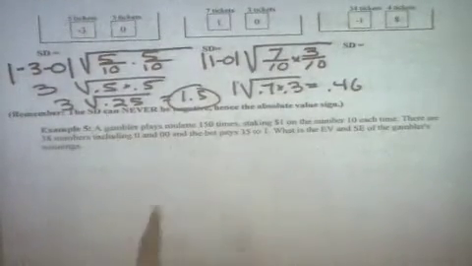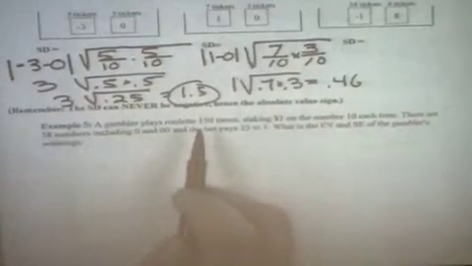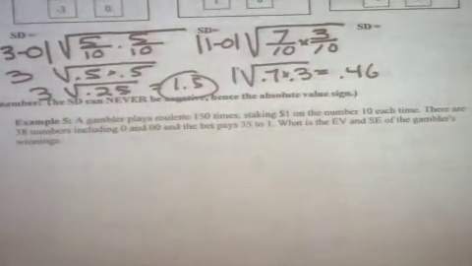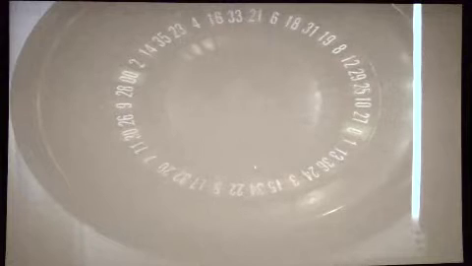So now we're going to apply that to calculating the standard deviation of some of these roulette games. So for example, a gambler plays roulette 150 times, staking $1 on the number 10 each time. And I brought my roulette wheel here. Oh my goodness, look at this. What happened to the projector? You can barely see it. Oh well, you can still tell, I guess. It's getting darker and darker, but you can see it.